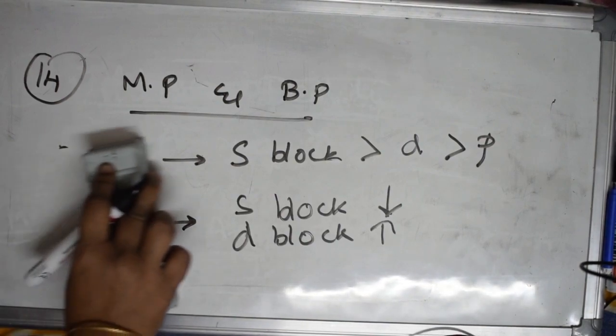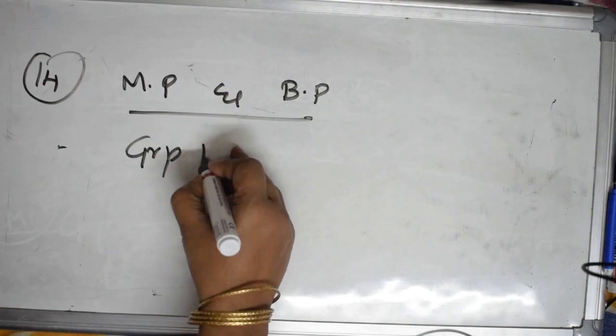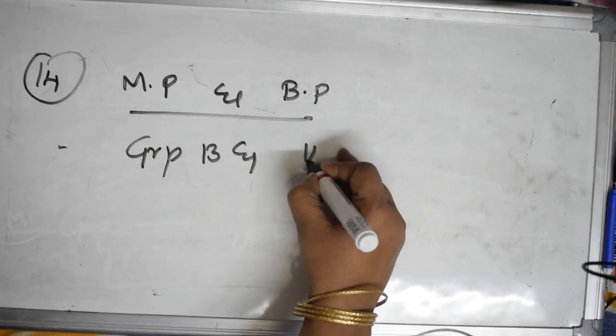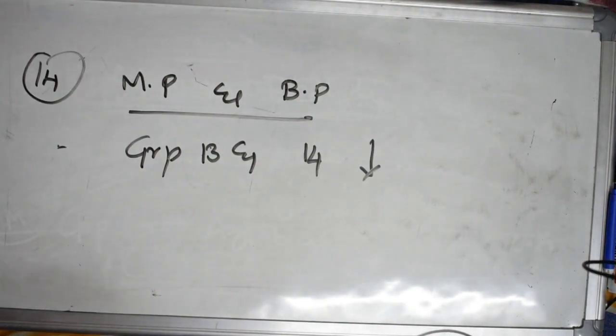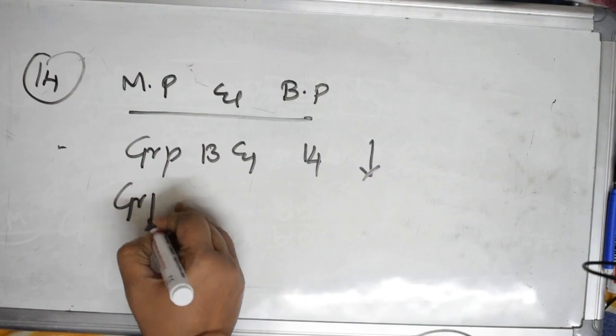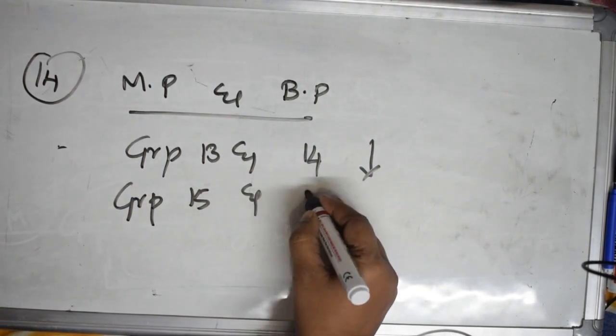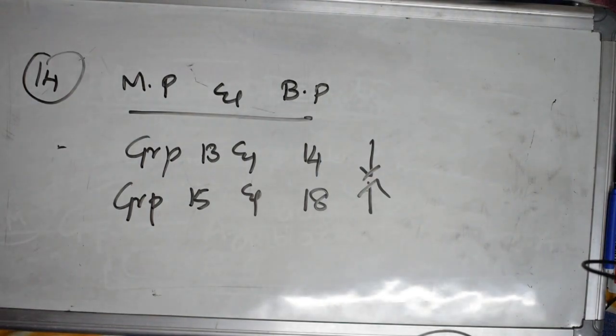Hope you have noted this. Next important thing you need to remember: in group 13 and group 14 elements, the melting and boiling point decreases. You need to remember all these during exams, right? Again, in groups 15 and 18, the melting and boiling point increases. So this is a very important trick you need to remember in the exam. If they give you a melting point and boiling point question, it should be easy for you to answer.